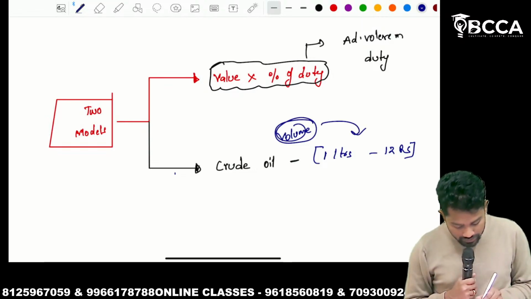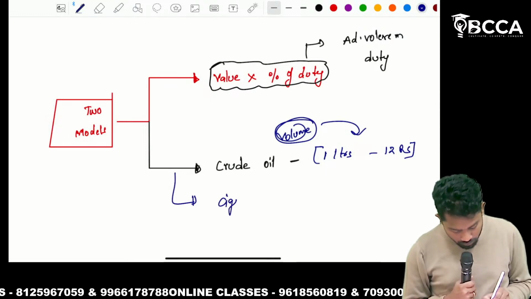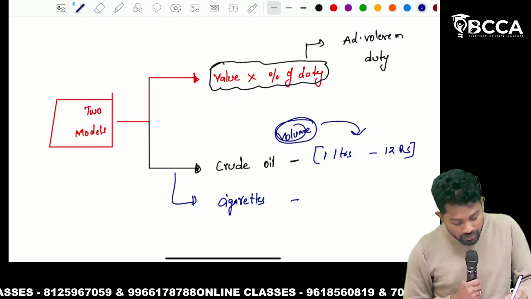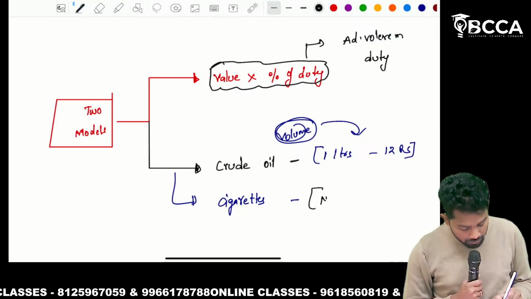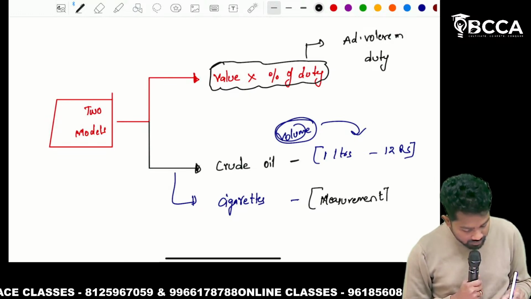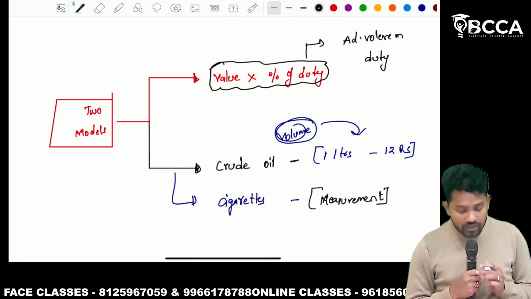And the other example is cigarettes. On import of cigarettes also customs duty will be levied. How will it be levied? It is levied based on the measurement. I mean, the length of the cigarette will be the criterion to levy customs duty.